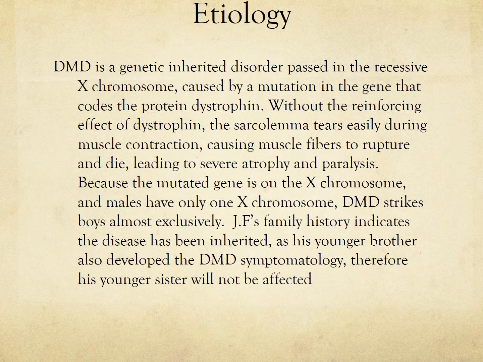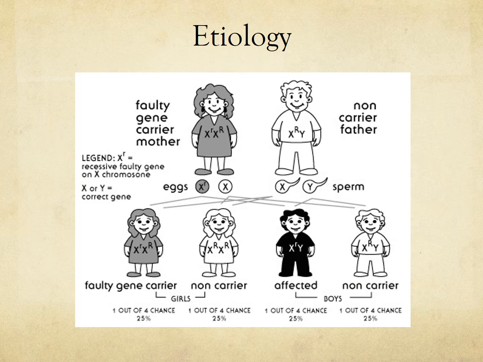boys almost exclusively. In relation to JF's family history, it indicates the disease has been inherited, as his younger brother also developed Duchenne muscular dystrophy symptomatology, and therefore his younger sister will not be affected. As you can see in the diagram, the mother is the carrier of this recessive gene on the X chromosome. This recessive gene will be passed down to her children, where her daughters will be carriers, while his first son will get muscular dystrophy. And there's a 25% chance that his second son will be affected as well.